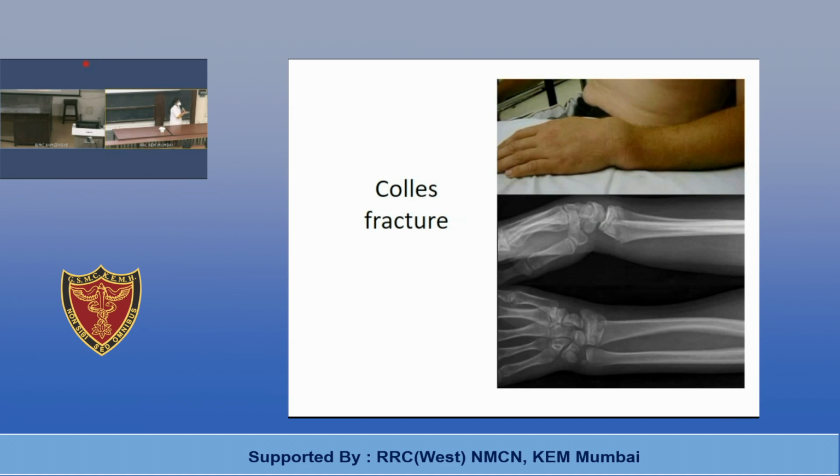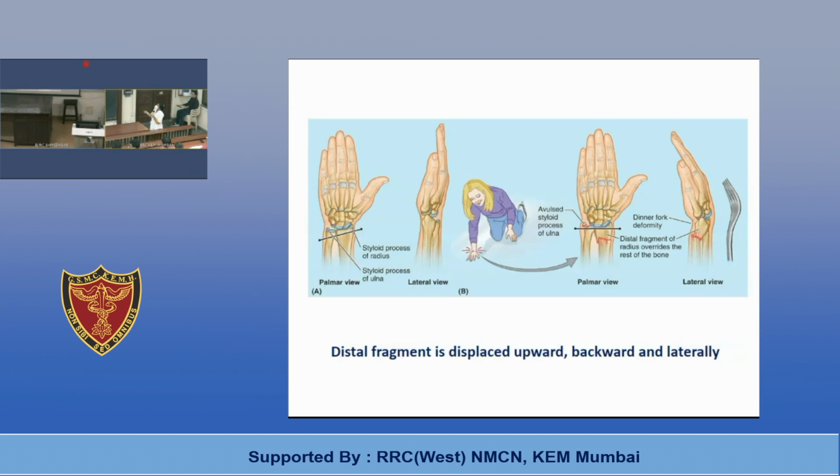If you see the position of the lower part of the forearm, it resembles a dinner fork. So it is called dinner fork deformity. Colles fracture presents with dinner fork deformity because of the particular position of the distal fragment of the fracture, upwards, backwards and laterally. Here you can see the distal fractured segment deviated laterally, upwards and backwards. So this is Colles fracture.